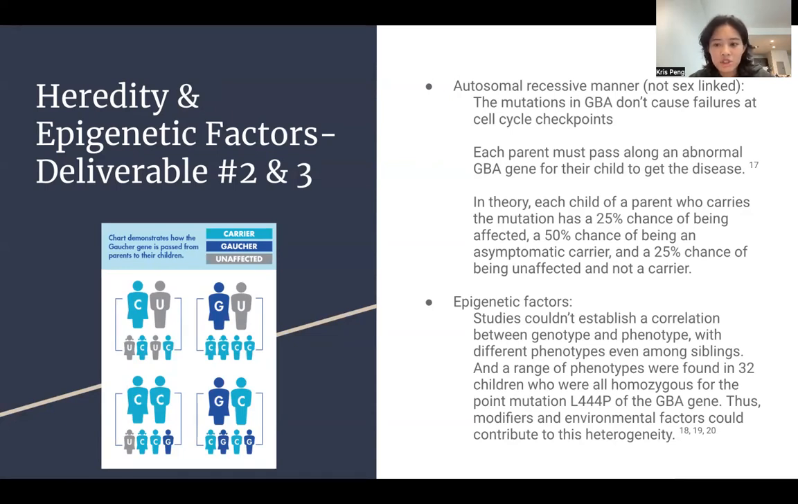Studies could not establish a correlation between genotype and phenotype, with different phenotypes even among siblings, and also a range of phenotypes were found in 32 children who were all homozygous for the point mutation L444P of the GBA gene. So modifiers and environmental factors could contribute to this heterogeneity.